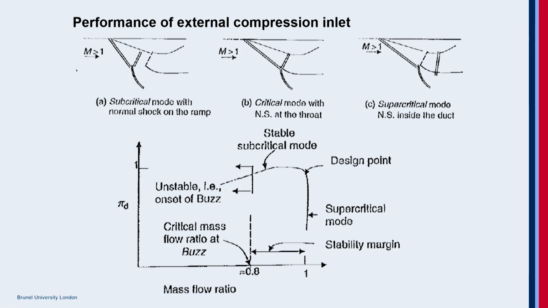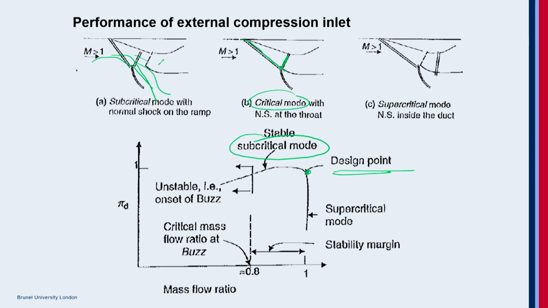Again, like what we did for the normal shock inlets, we can draw the performance. So this is the critical mode of operation. This is the critical mode, best design mode. Place the oblique shock on the cowl lip and normal shock at the inlet cowl lip. This is the design point operation. But in reality, you can end up in a subcritical mode where the back pressure increases, the shock is thrown out.